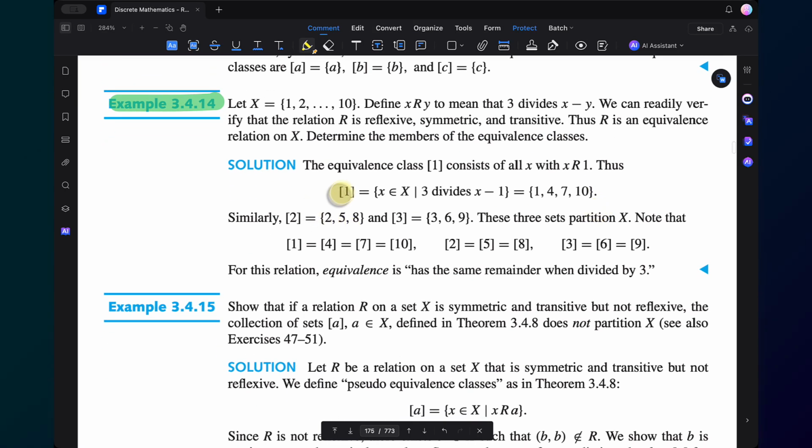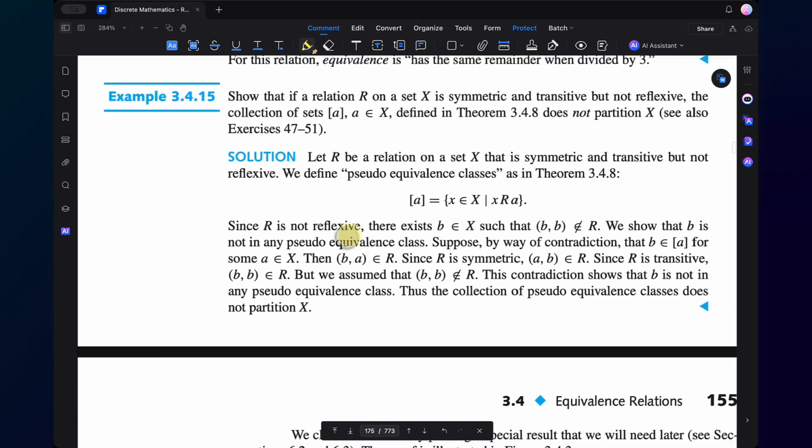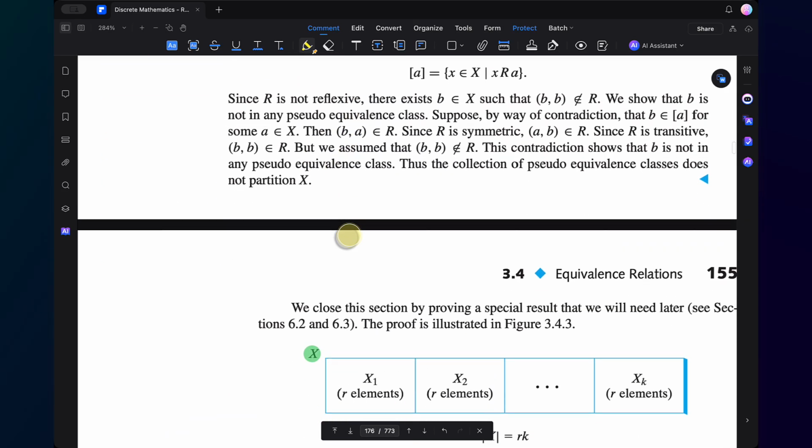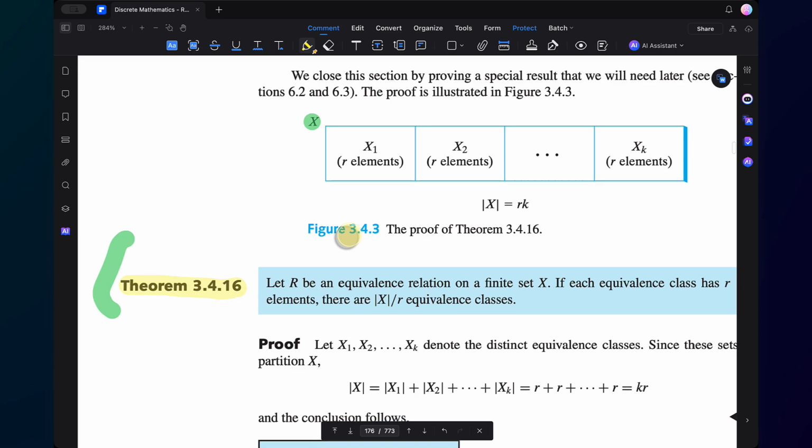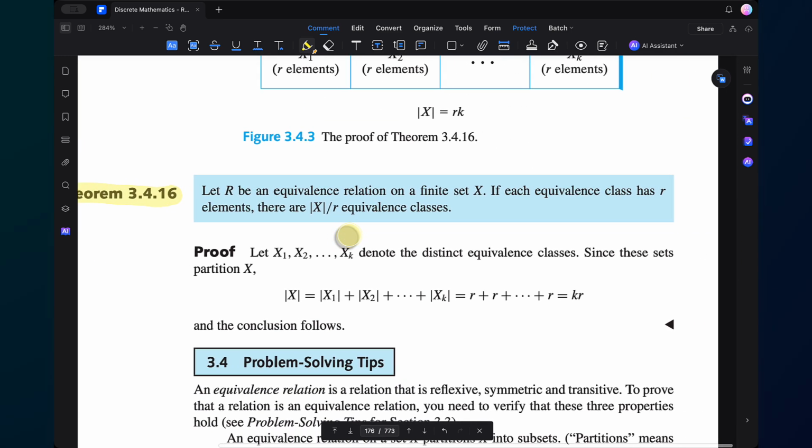So the equivalence class of 1 is equal to the set of all x in X such that 3 divides x minus 1. So that's equal to, let's see, 1, 4, 7, because 7 minus 1 is 6, and 10, because 10 minus 1 is 9, and 3 divides that. Similarly, the equivalence class of 2 would be these numbers, et cetera. Let me show you a very, very important theorem here.